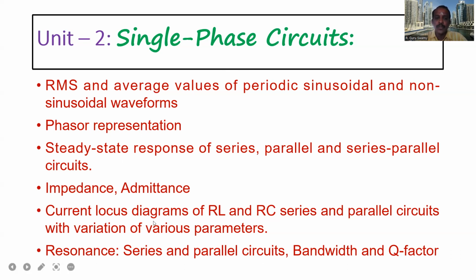The next point is we draw the locus diagram for series RL circuit and series RC circuits and also different parallel combinations. The last topic of the unit is electrical resonance. For series circuits, we study electrical resonance, and for parallel circuits, also different combinations, we study parallel resonance, in which we concentrate mostly on resonant frequency, bandwidth, and Q factor.